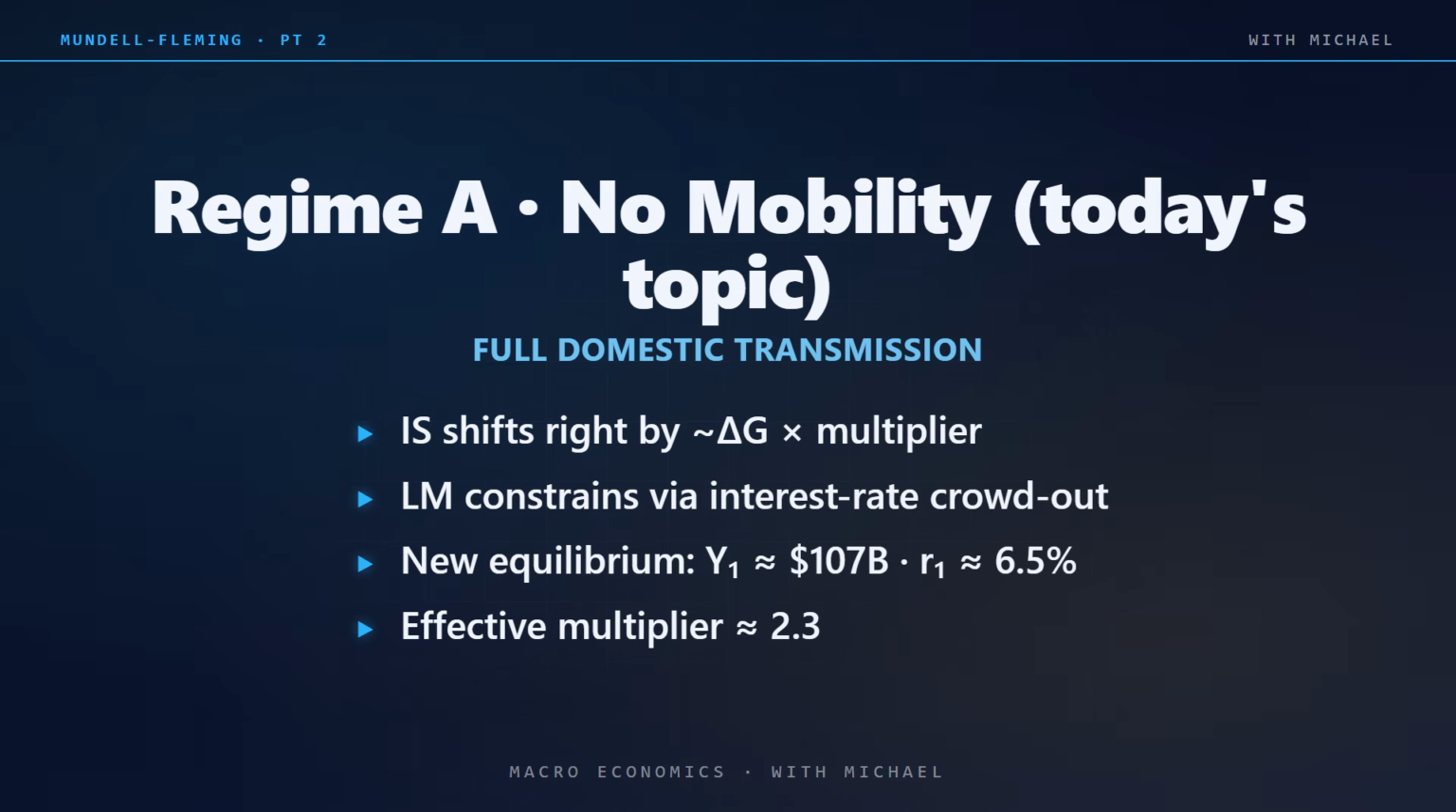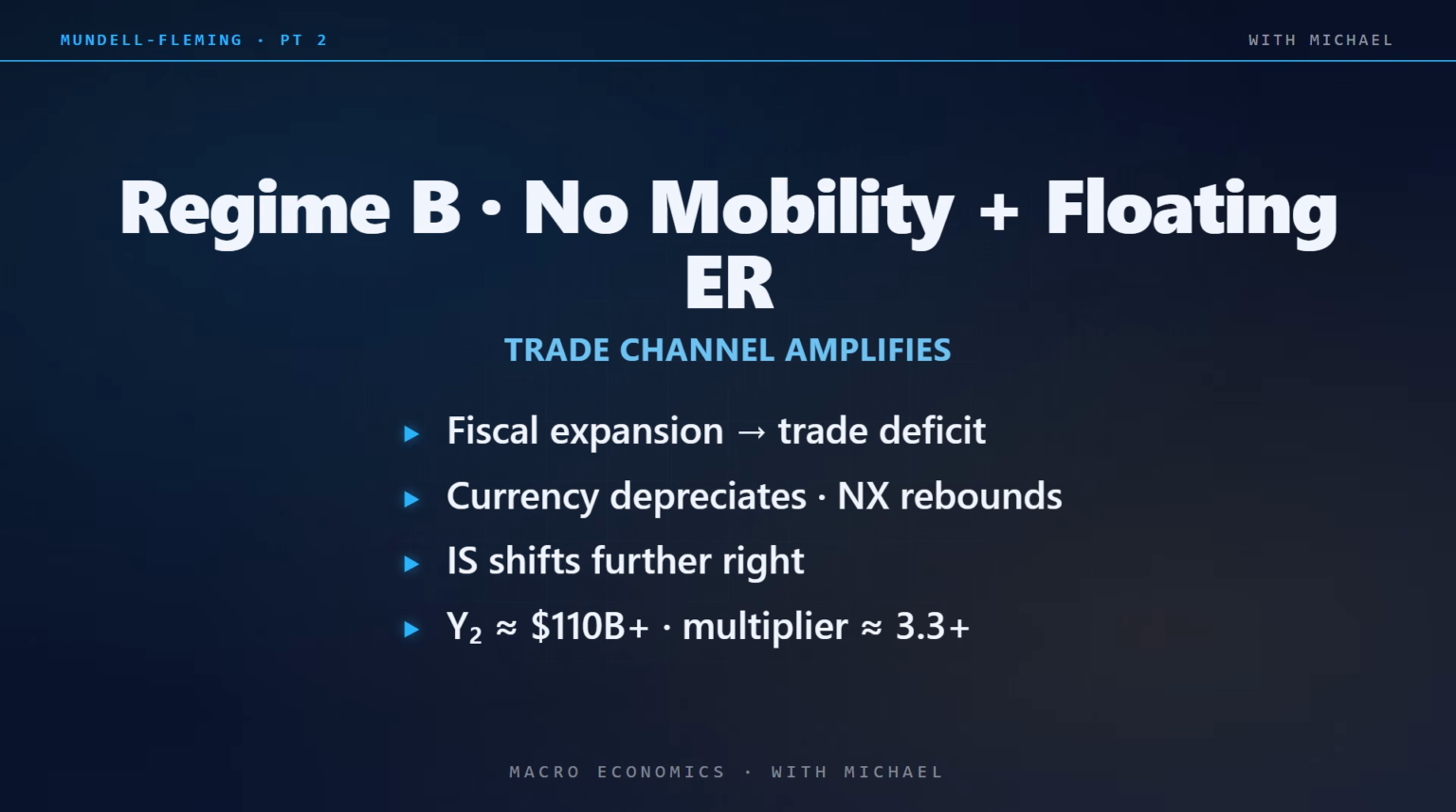Or compare with a perfect capital mobility, floating rate economy. There, the fiscal expansion is almost completely neutralized. The IS shifts right. The interest rate rises, capital floods in, the currency appreciates, net exports collapse, IS shifts back. Y barely moves. The same 3 billion of fiscal stimulus produces almost no output growth.